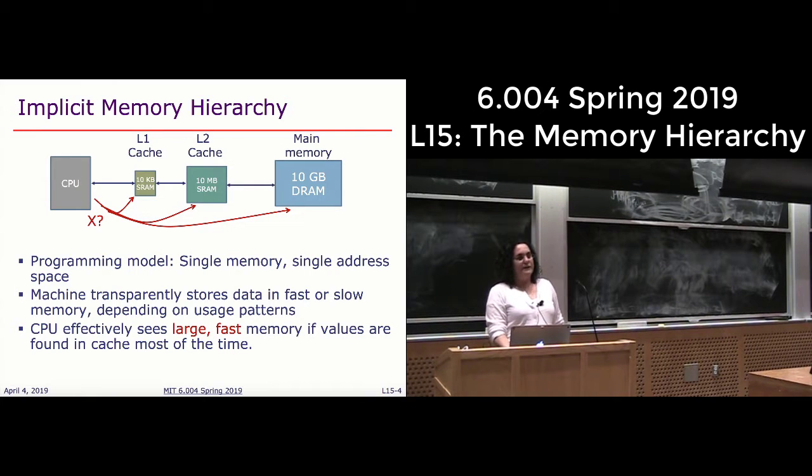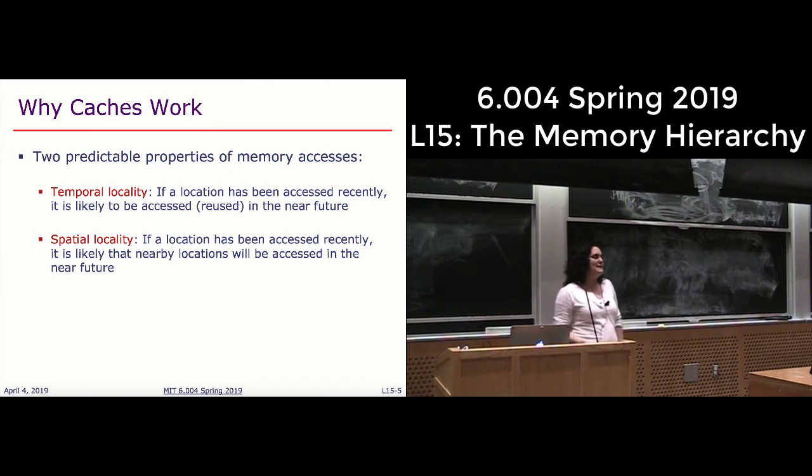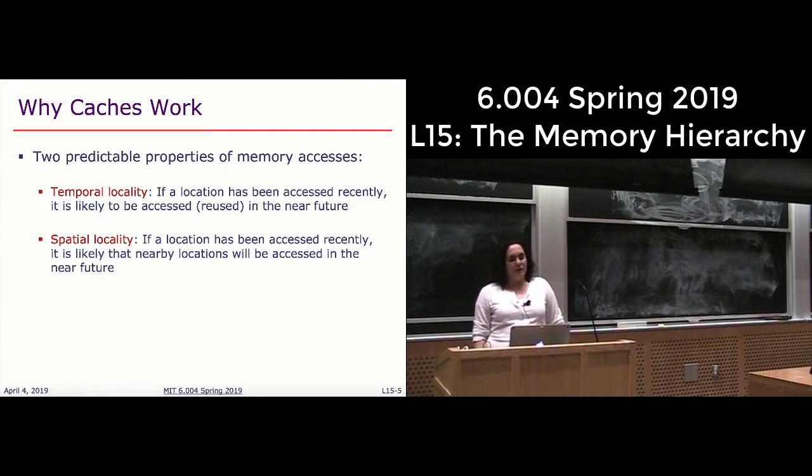The caches are implemented using SRAM technology because we want them to be as fast as possible, and the main memory is implemented using DRAM. Okay, so now let's start talking about why it is that the caches work. Why are we able to use this hierarchical memory and actually make it seem like we have both a large and fast memory, rather than, most of the time, it taking a long time?